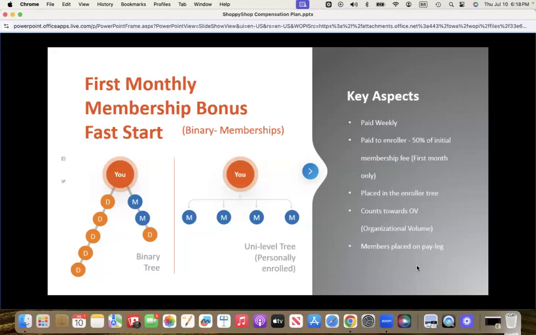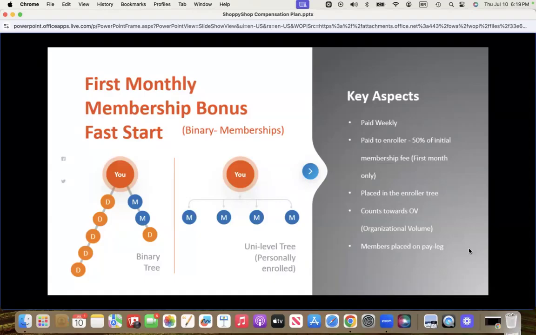Now, the 9.95s, okay, they all go into that binary tree. So if you look on the left side there, you're going to see that this person brought in, it looks like one, two, three, four, five distributors, placed them on their left leg. They placed one distributor on their right leg, and they've got two members on their right leg. So anytime you bring a member in, our software, our program will put them in your pay leg, which is really great because your pay leg is going to be where you want them to go because that's what you get paid on every single week.